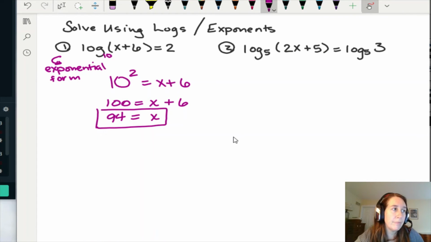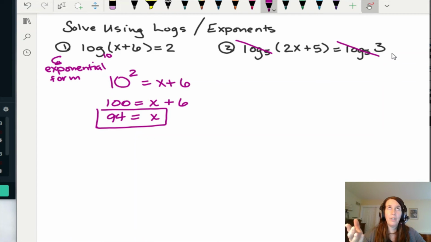All right. Now, this problem's a little bit different. We have log base 5 of 2x plus 5 equals log base 5 of 3. If we want to, we could turn this into exponential form. Or notice that we have a log on both sides, right? So really, we could undo the log of both sides. That is something you can do.